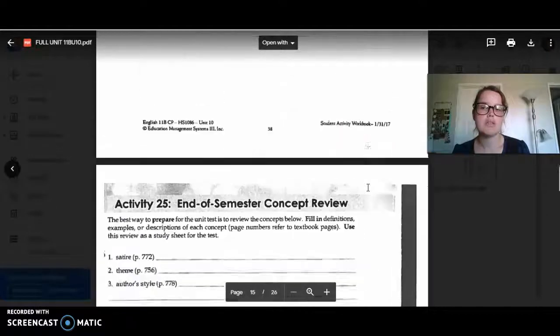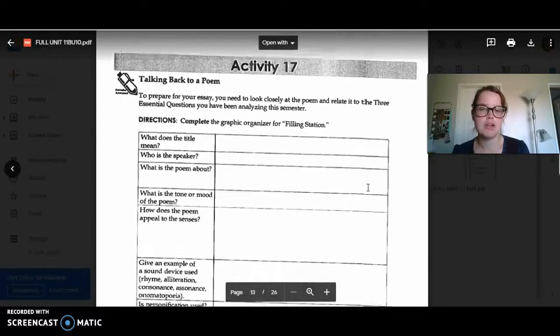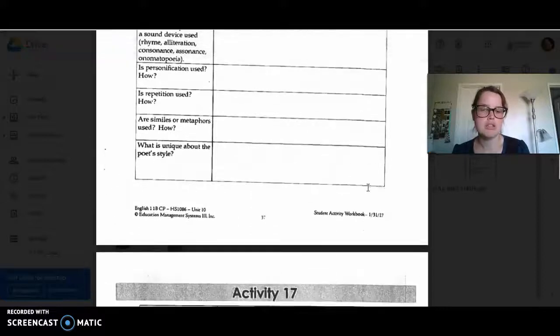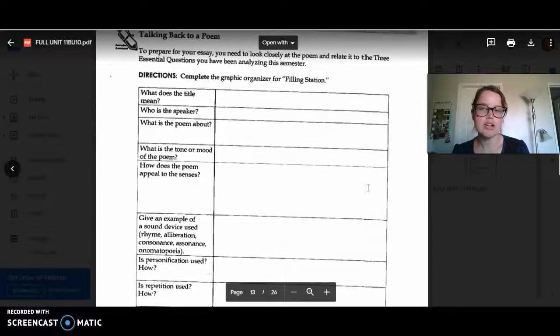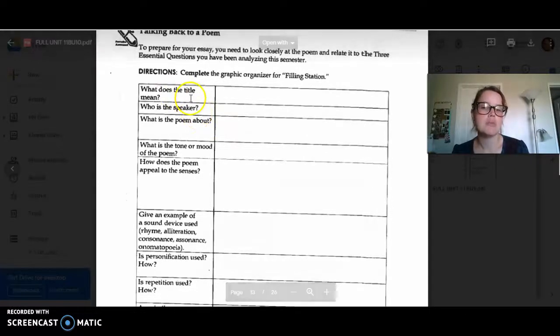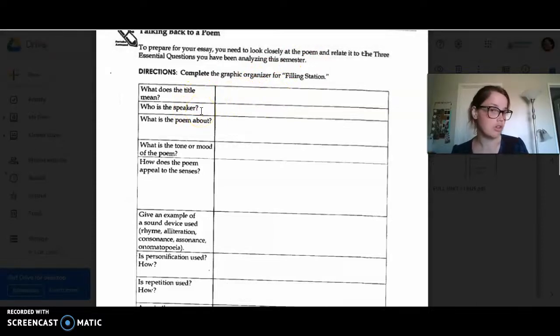Let's see. You want to use this right here, pages 37 and 38, in order to outline your essay. So what does the title mean? Is it about a filling station? Who is the speaker? Remember, speaker is different than author. Just because they wrote the poem doesn't mean that's the perspective they're writing from.